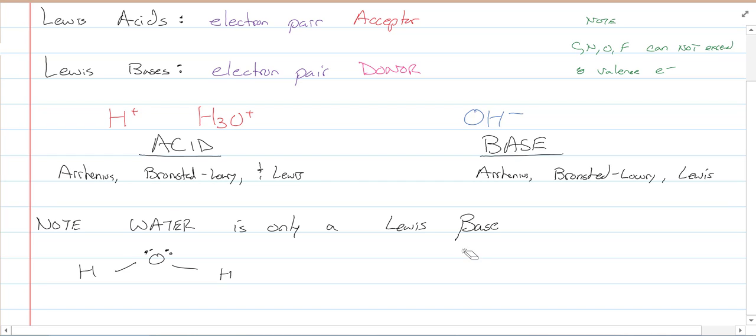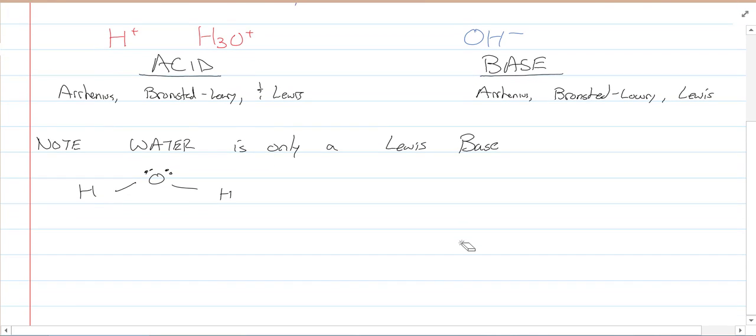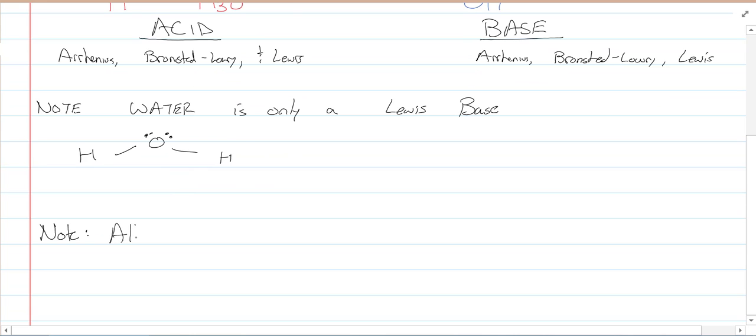Water is not a Lewis acid. Now, in Bronsted-Lowry, water can be either. Water can be an acid or a base because it can donate a proton or it can accept a proton. But in the Lewis definitions, water is only a Lewis base. Another note, all metal cations are Lewis acids. They can accept an electron pair.